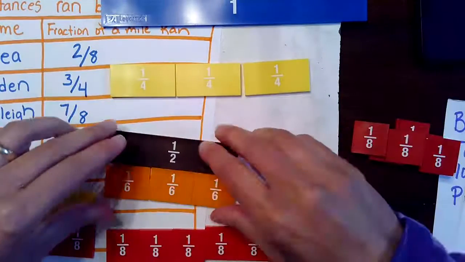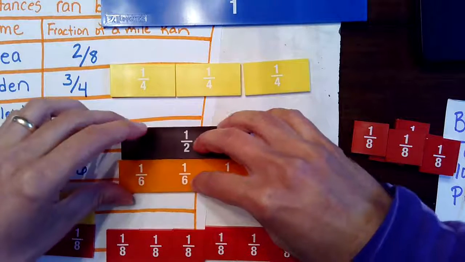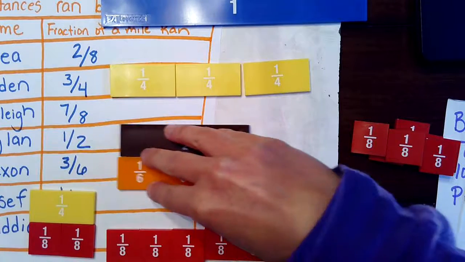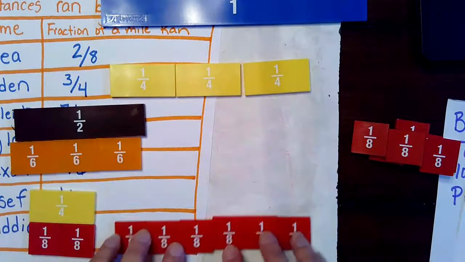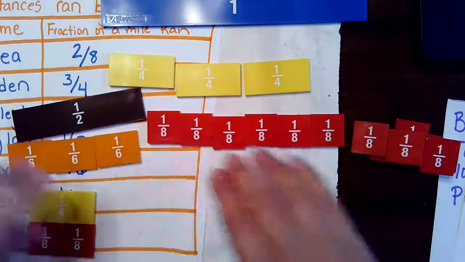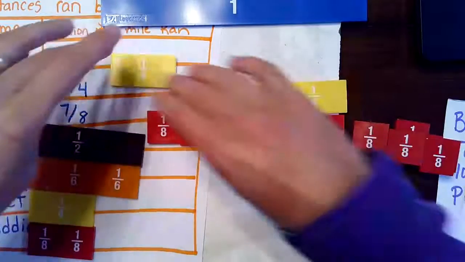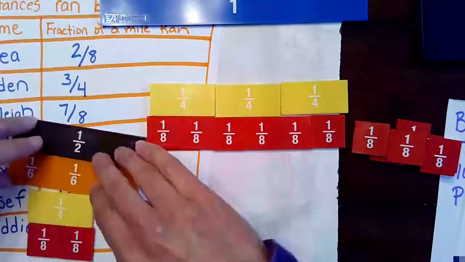I'm going to move Maddie's up and put them under Caden's. Caden was 3/4. Do they look like they're the same? 6/8 and 3/4 are exactly the same.